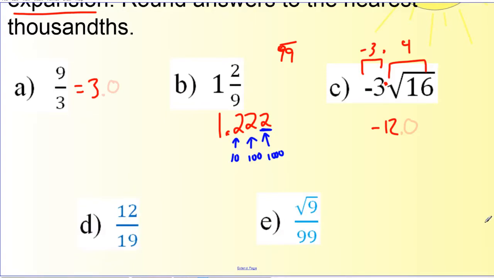Okay, we've got 2 for you to try. So you're going to take these 2 fractions, you're going to write them as decimals, rounding to the nearest thousandths. So go ahead, pause the video, try them on your own. When you're ready to continue, hit play, and we'll go through them together.